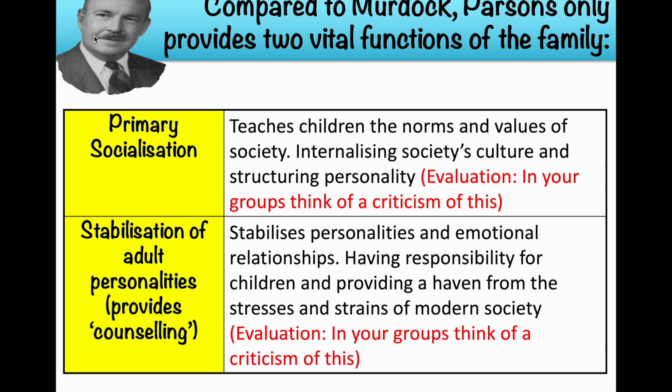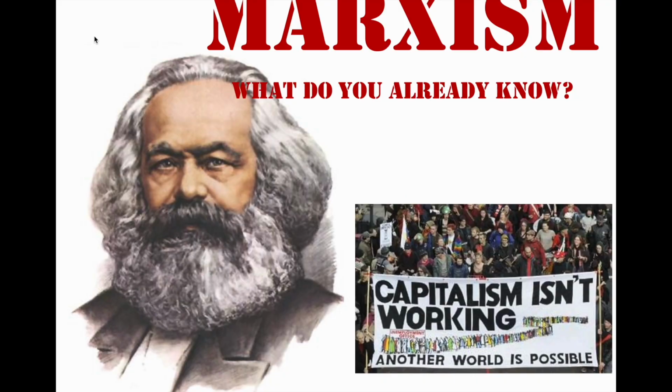For each point, you can always evaluate it if you wish. A lot of people think the family is a stressful institution and it leads to conflict between spouses and things like that. That is not stabilizing adult personalities. So perhaps Parsons is a little bit naive.